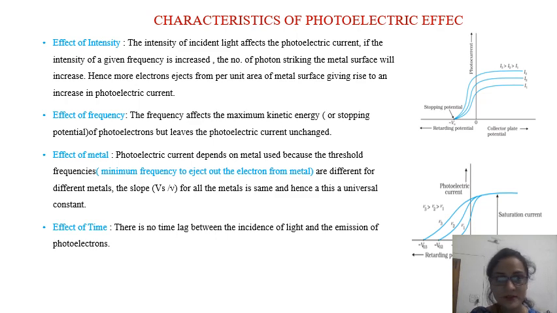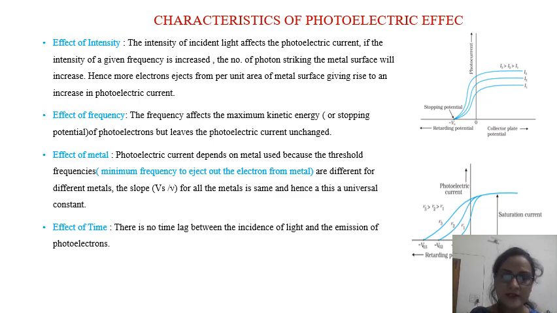Effect of frequency. The frequency affects the maximum kinetic energy or stopping potential of photoelectrons but leaves the photoelectric current unchanged. You can see here, as we go towards higher frequency, the value of retarding potential increases, meaning the value of kinetic energy also increases.